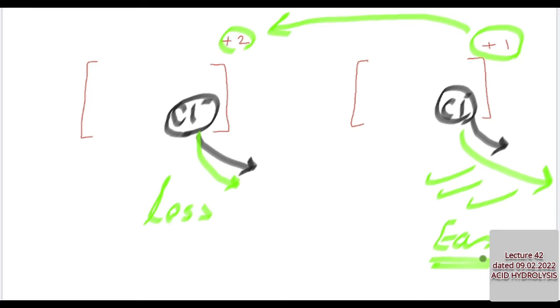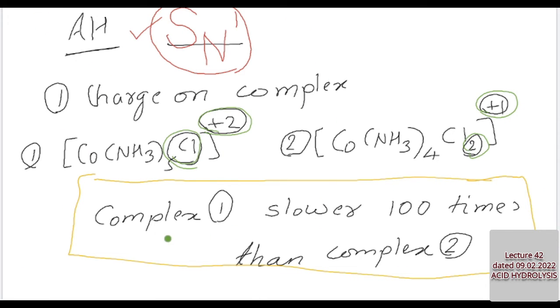And this is our practical observation, as I mentioned here: complex 1 is 100 times slower, which means complex 2 is 100 times faster. If this is our practical observation, the only possibility is a dissociative mechanism, that is, the SN1 mechanism. Hence it proves that acid hydrolysis follows the path of the SN1 mechanism. Is the first factor which helps us conclude acid hydrolysis as an SN1 mechanism clear to you? Yes, sir.